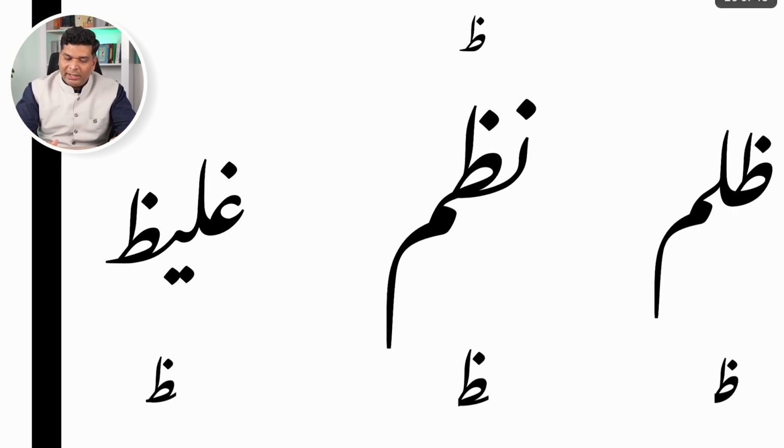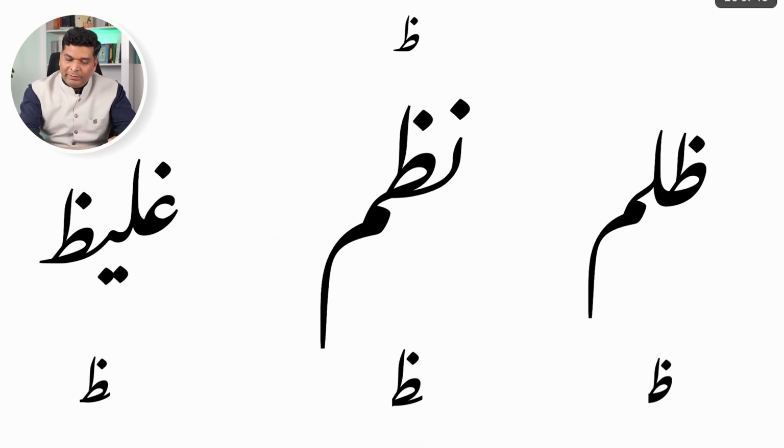The same logic applies to Zoe. So, for example, whether Zoe appears in the beginning as in Zulm, or appears in the middle in Nazm, or appears in the end in Ghaliz, it is maintaining its shape all through. Right? So that's what happens with toy.